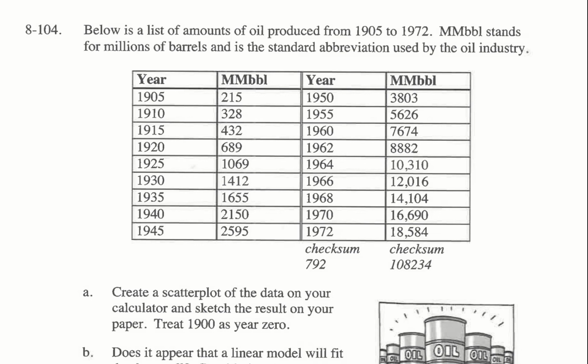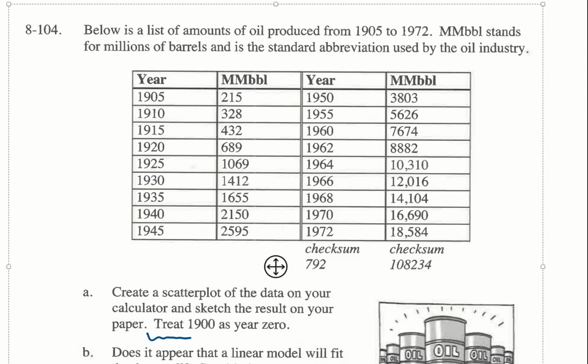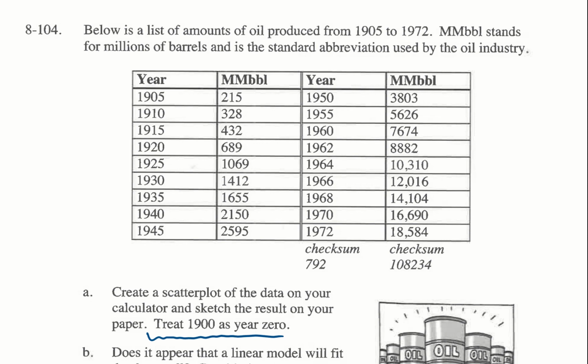And then this is an interesting thing. It says treat the year 1900 as year 0. So if 1900 is year 0, that means when x is 1, we're looking at 1901, right? When x is 0, we're looking at 1900. The first year that we have data is 1905, where it's 215 millions of barrels. So let's go ahead and take a look at our scatter plot.